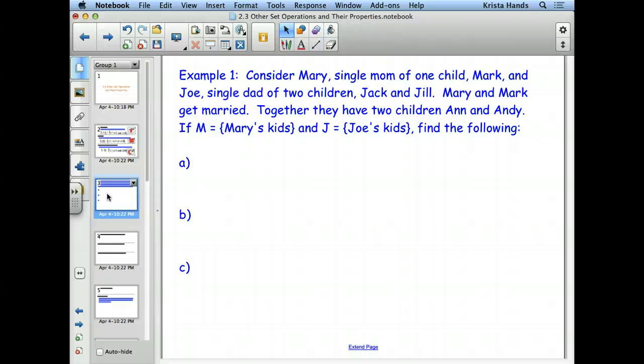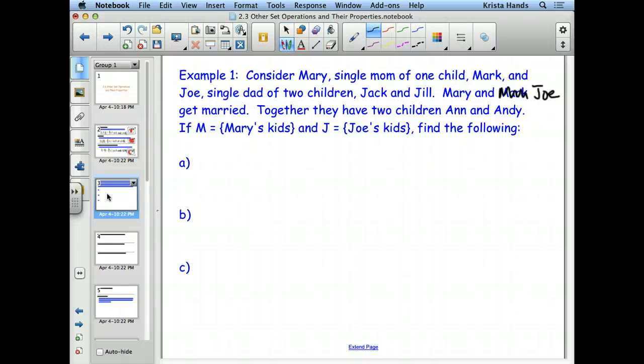Consider Mary, single mom of one child, Mark. Yeah, there's a typo. I think I left it on purpose. And then Joe, a single dad of two children, Jack and Jill. Mary and Joe get married. Put Joe here. All right. Mary and Joe get married, and then together they have two children, Anne and Andy. If M equals Mary's kids and J equals Joe's kids, find the following.